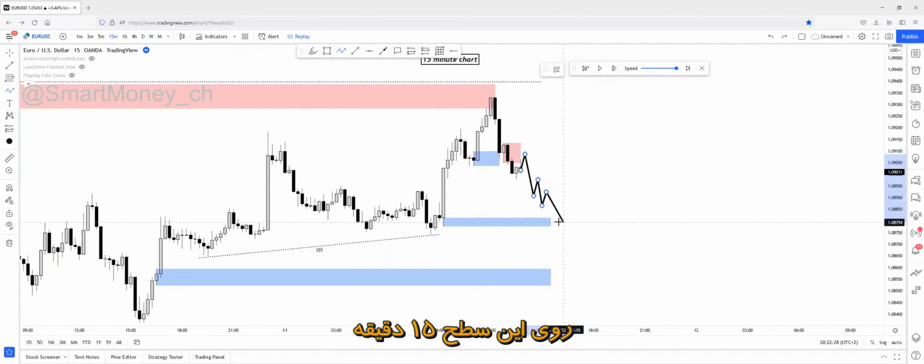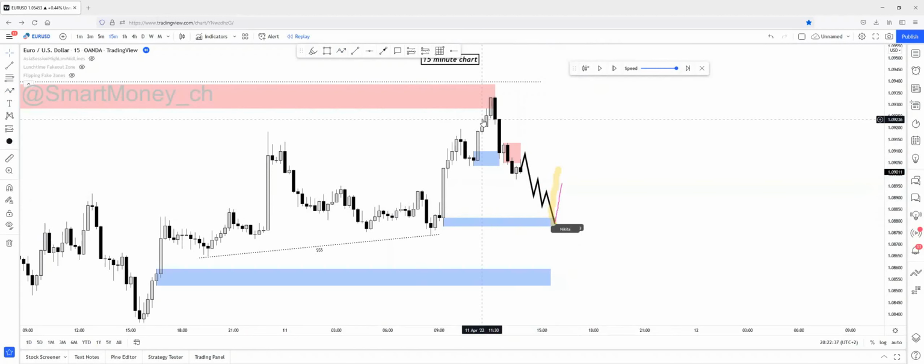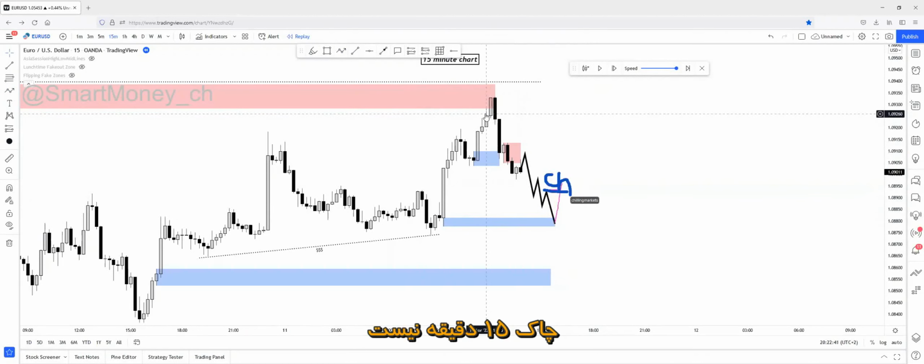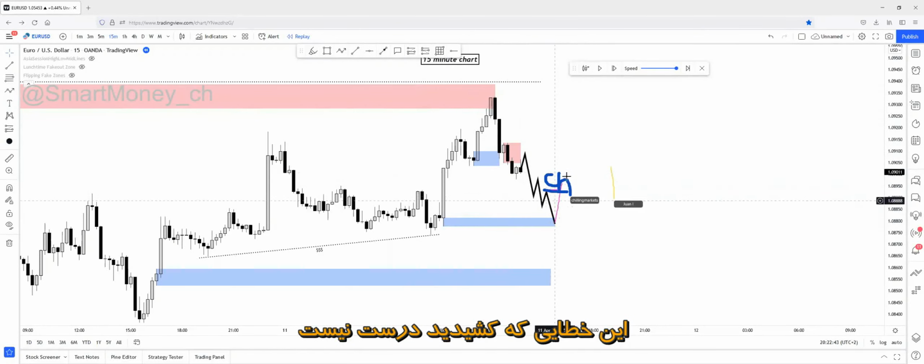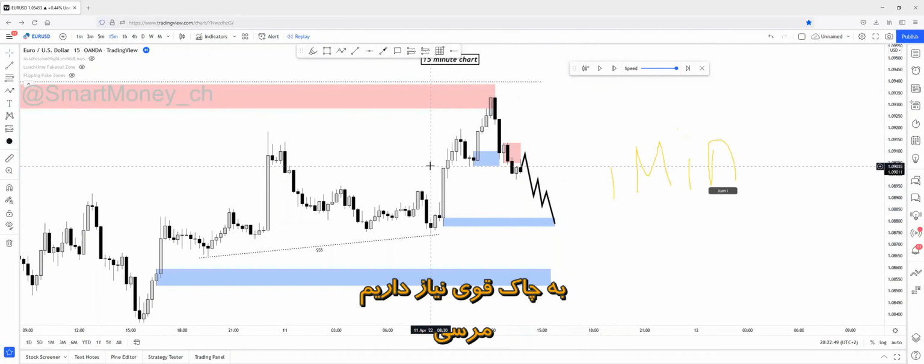On this 15-minute demand zone, I want to ask you, what do we need? What do we need on this 15-minute demand zone? Not the 15-minute change of character, and that's not right. These drawings are not right. Exactly, I don't know who said it, but the strong change of character. We need a strong change of character, thank you.